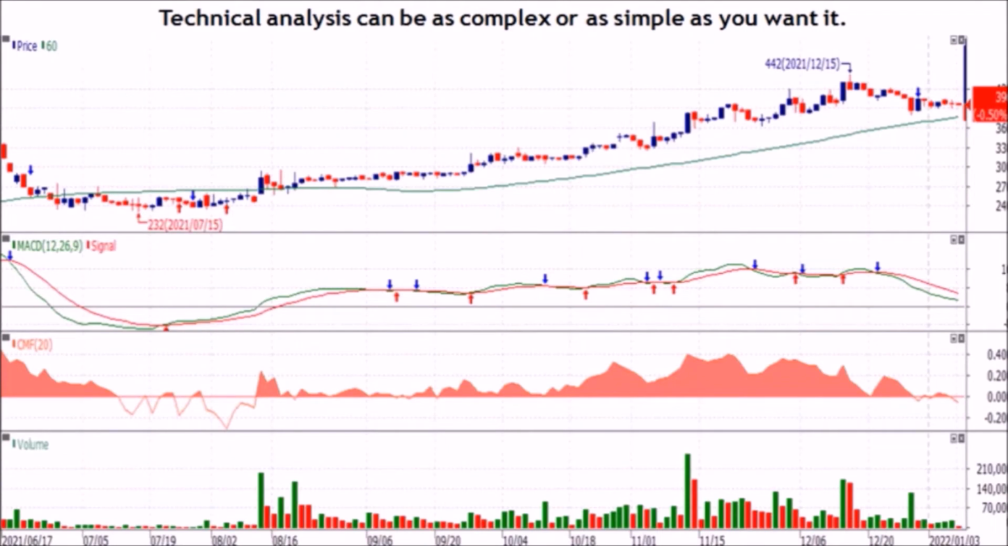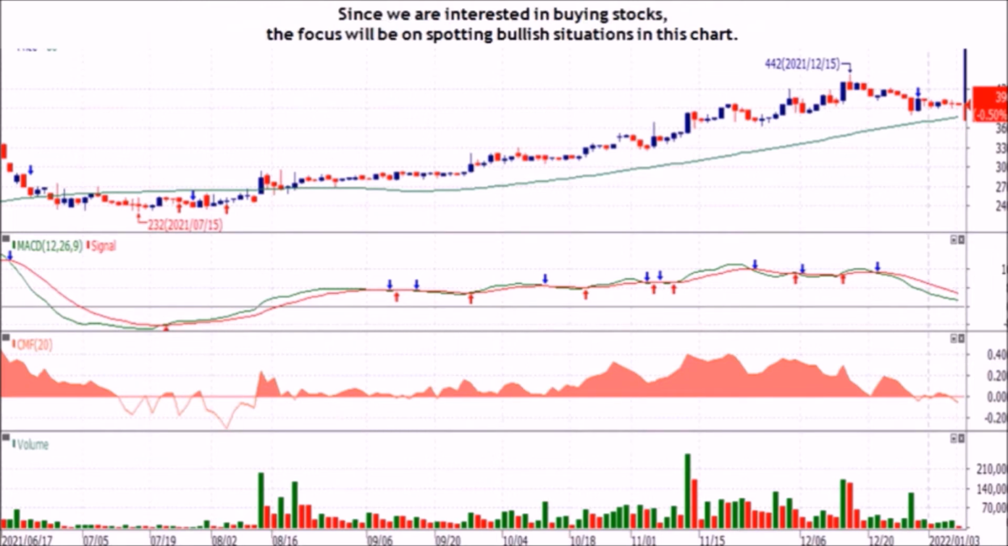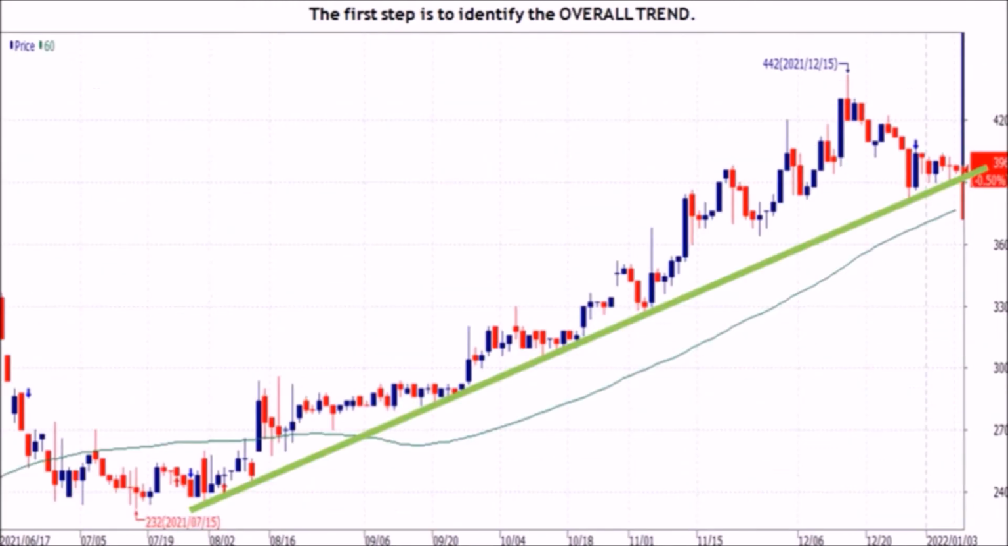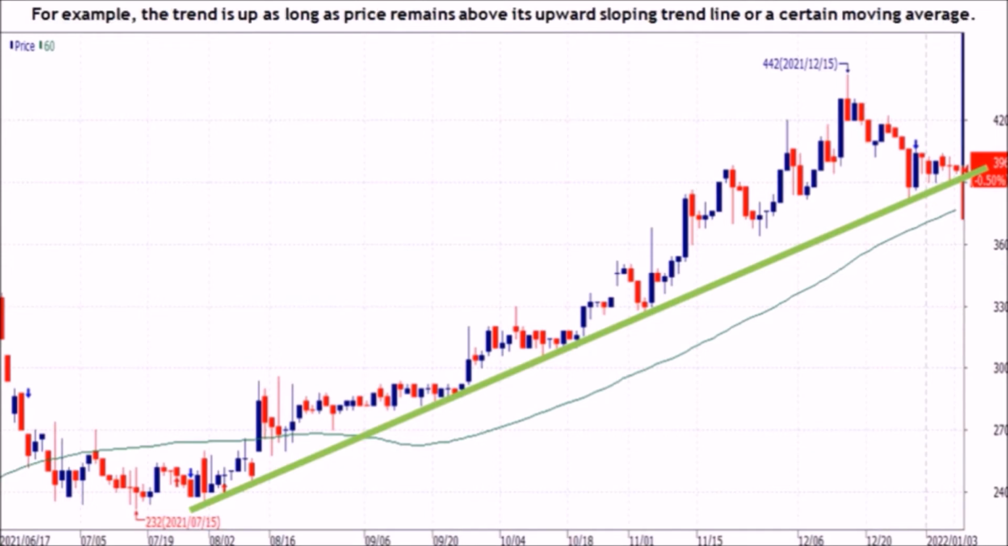Technical analysis can be as complex or as simple as you want it. The example illustrates some basic principles of chart analysis. Since we are interested in buying stocks, the focus will be on spotting bullish situations in this chart. The first step is to identify the overall trend. This can be accomplished with trend lines, moving averages, or peak-trough analysis.